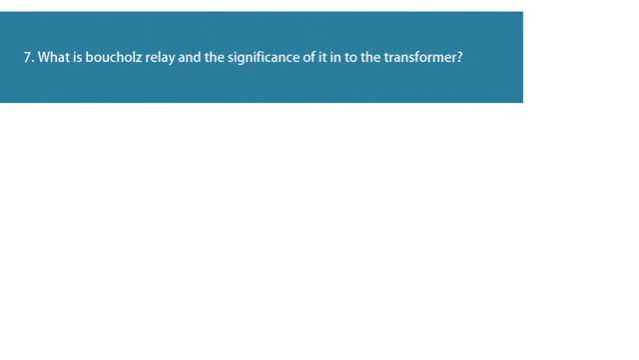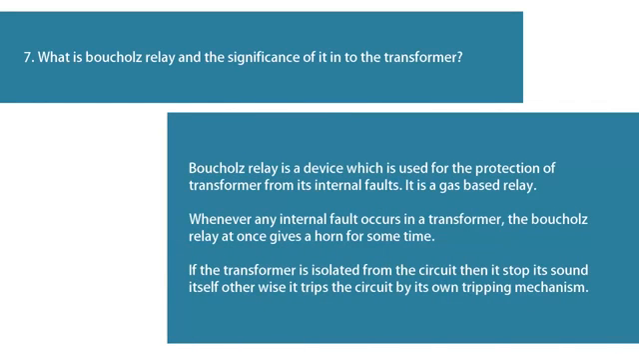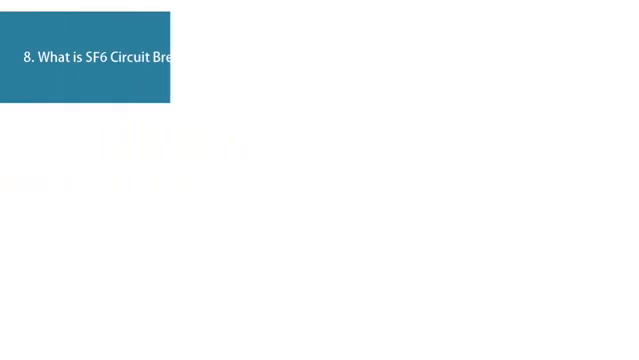7. What is Buchholz relay and the significance of it in the transformer? Buchholz relay is a device which is used for the protection of a transformer from its internal faults. It is a gas-based relay. Whenever any internal fault occurs in a transformer, the Buchholz relay at once gives a horn for some time. If the transformer is isolated from the circuit, then it stops its sound itself, otherwise it trips the circuit by its own tripping mechanism.